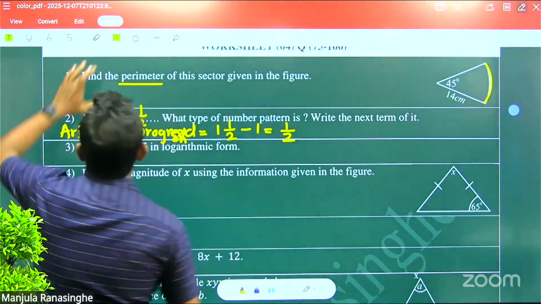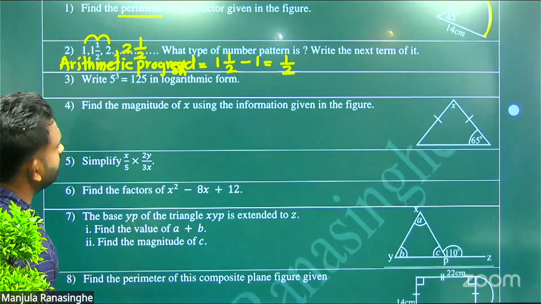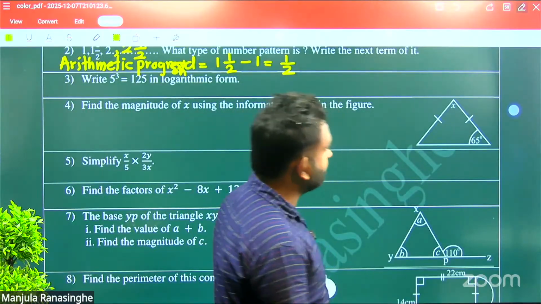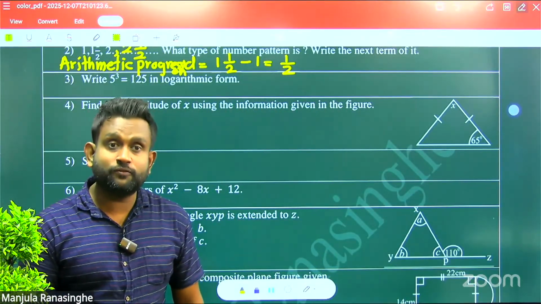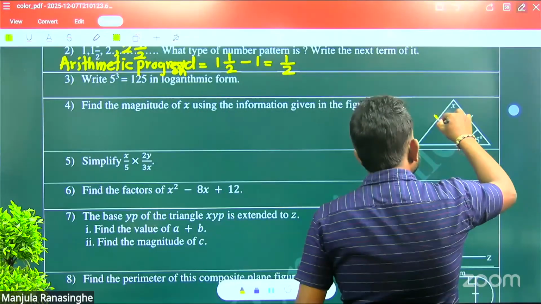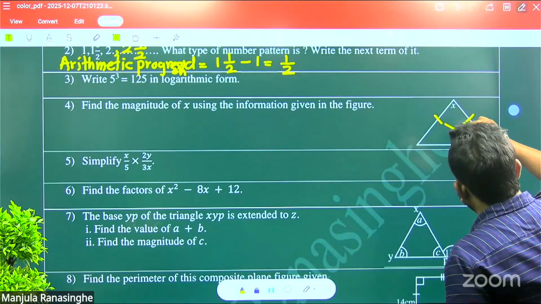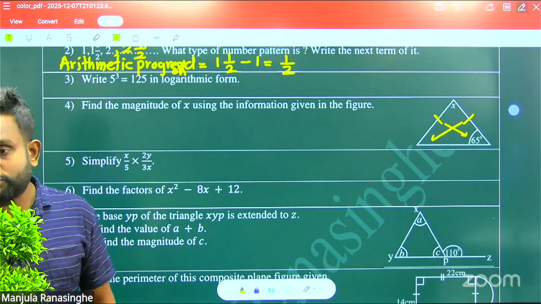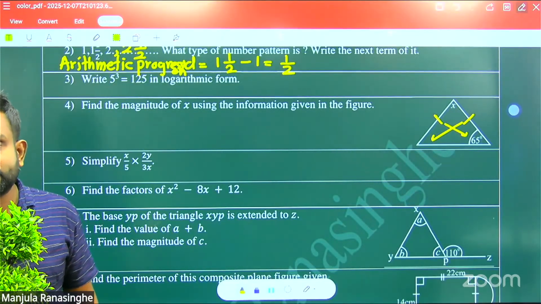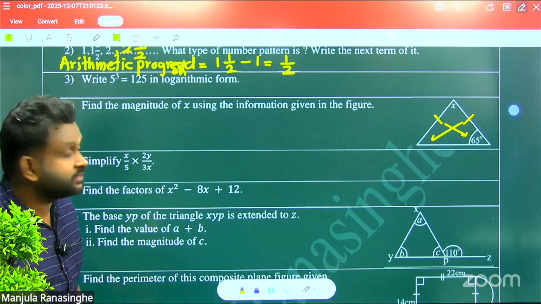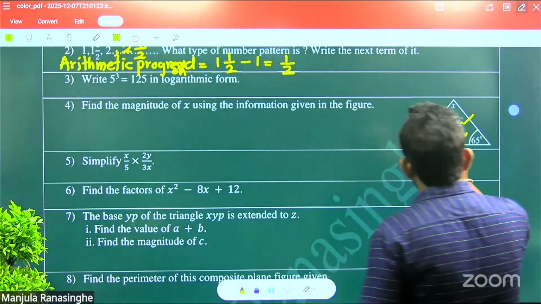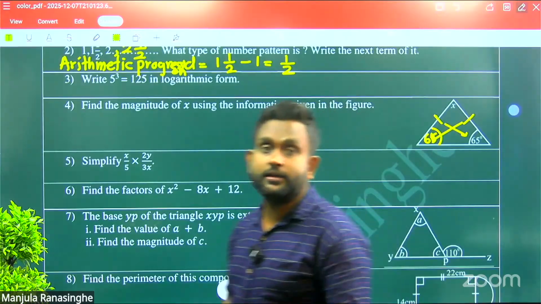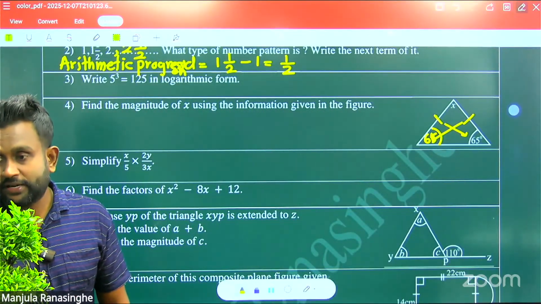Now question number 4. Find the magnitude of x using the given information. So this is a triangle. When two sides of a triangle are equal, the major thing is that the opposite angles are equal. Remember that the opposite angles are equal. So here this is 65 degrees, here also 65 degrees. Why? The opposite angles are equal. Understood, right? That's what the theorem says.